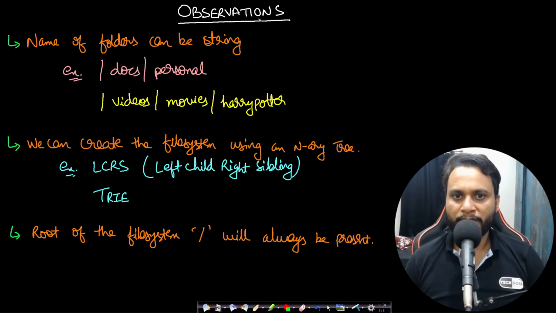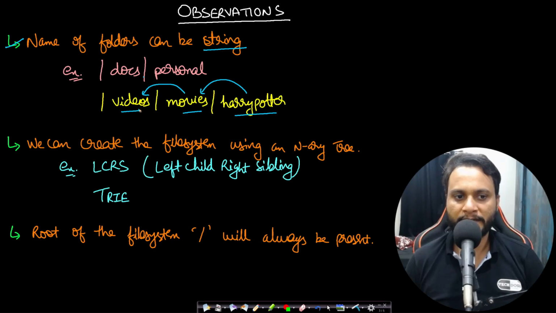Now from this problem we can take out some observations. The first observation is the name of the folder can be a string like /doc/personal, or it can be videos, movies, Harry Potter, right? So the Harry Potter movie is contained inside the movies folder, and the movies folder is inside the videos folder, and the videos is inside the /, which is the root node. Now all these names are separated by a /. Okay, so this should be kept in mind. All the letters are lowercase letters as well.